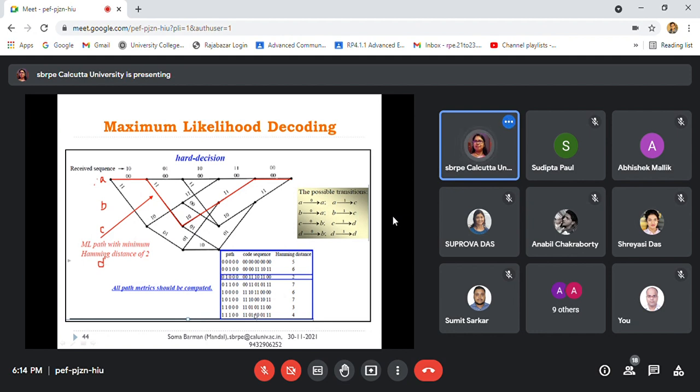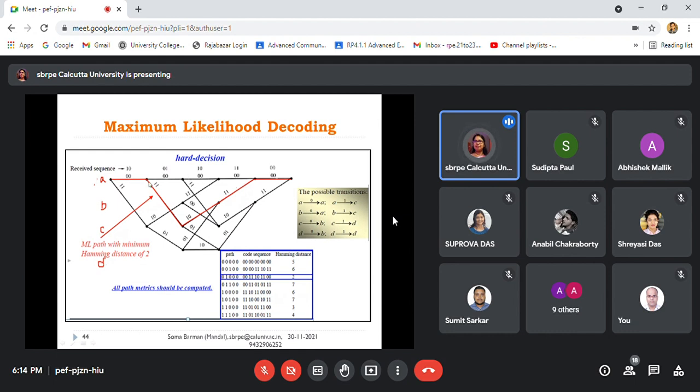If I take any code word, suppose 0 0 0 0 0 0 0 0, that means 0 0 0 0 0 0 A, this path. Initially 0 0, finally also A. But it is not going on any of this path, it is remaining in the same state, that is a self loop, always a self loop at every time instant.